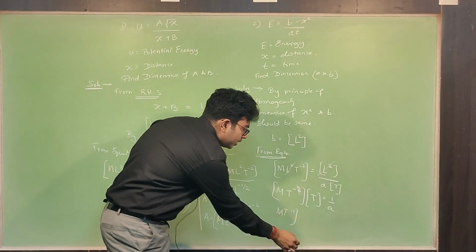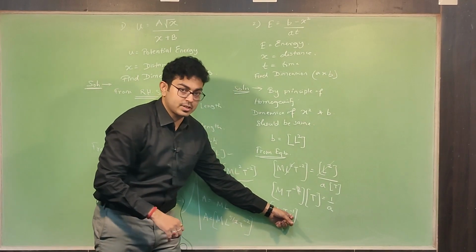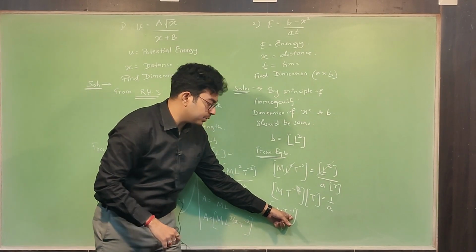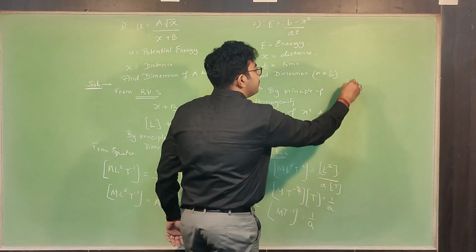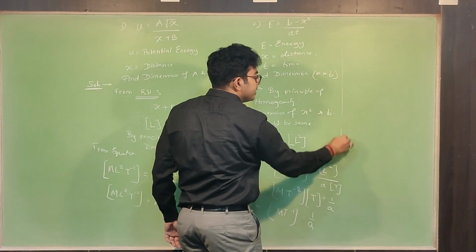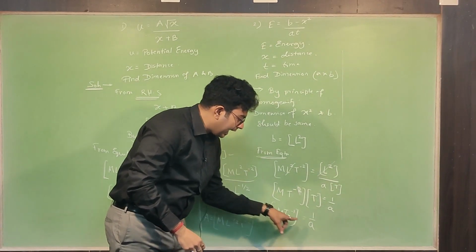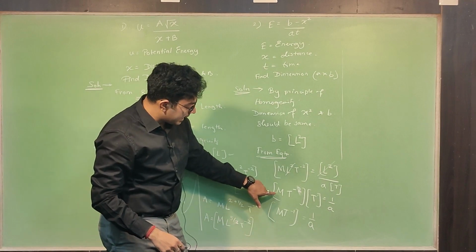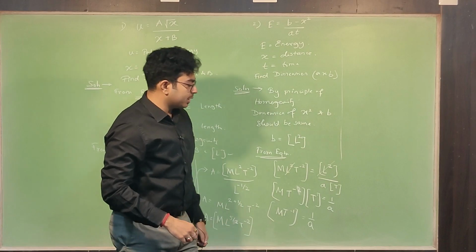So from here, what we can say? This is coming mt to the power minus 1. That is coming how much? Mt to the power minus 1. So that is equal to 1 by a. So if you are coming to this part, mt to the power minus 1 is equal to 1 by a. How is mt to the power minus 1 coming? Mt to the power minus 2 and t to the power 1, both are multiplying to give mt to the power minus 1.